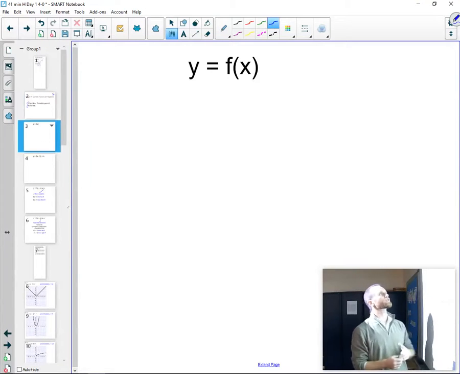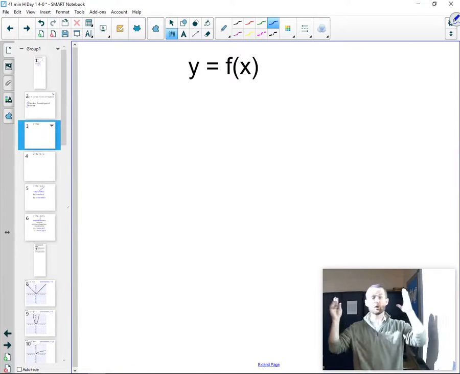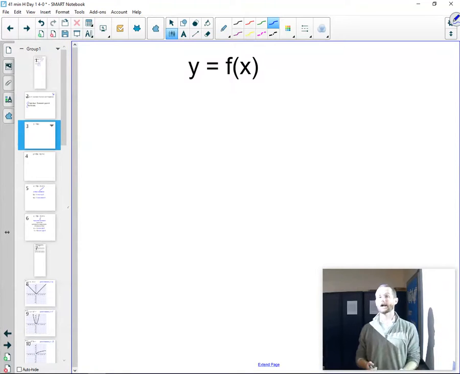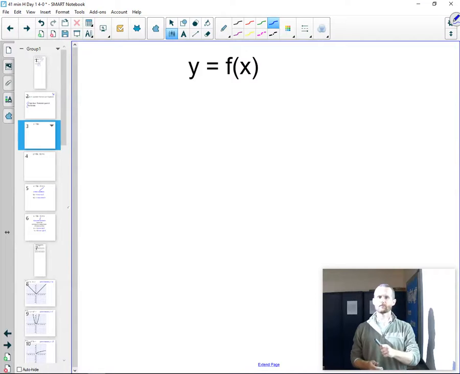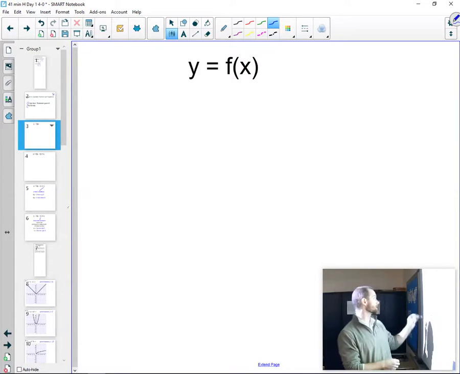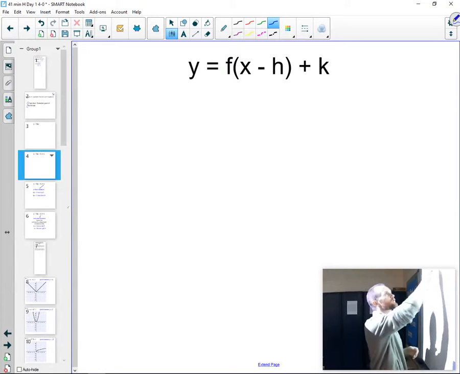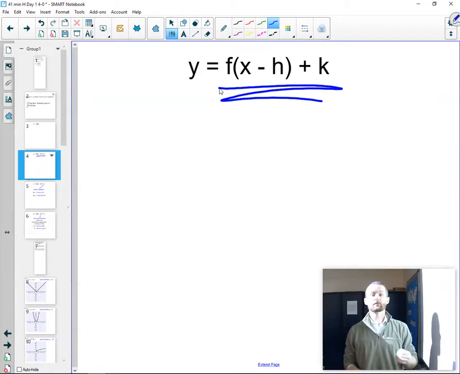And to do this, we're going to start with the most basic parent function, which can be y equals f of x. We don't know what f of x is, but whatever the function is, it's just f of x. That's what we're starting with. And in order to translate this vertically or horizontally, we would have to add or subtract numbers to this. Depending on where we add or subtract the numbers, we can get a different type of translation. And what helps us figure out what type of translation we're going to get is this formula right here: y equals f of x minus h, plus k.